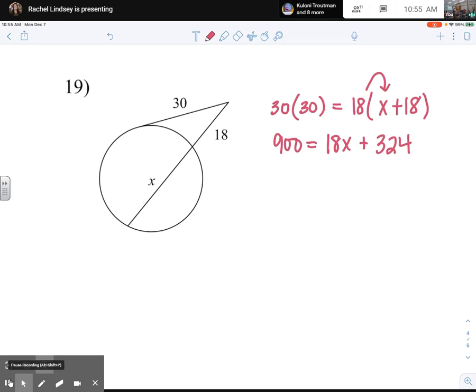900 minus 324 gives you 576. What's 576 divided by 18? Now will be the appropriate time to say 32. 32.